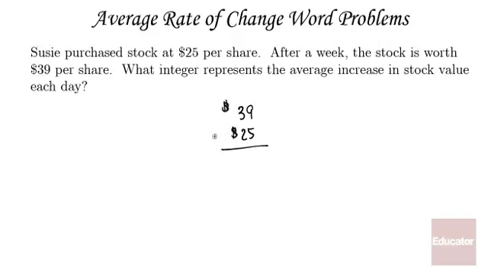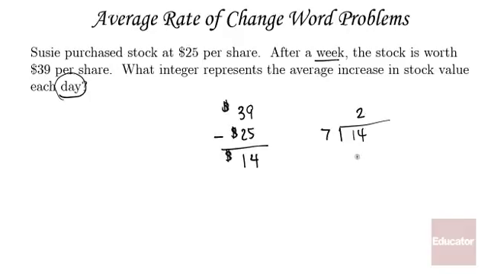So I'm going to subtract the original value from her present value. 9 minus 5 is 4. 3 minus 2 is 1. So her stock has gone up $14. And this was over a period of a week. A week has 7 days, and that's what we're looking at, days. So I'm going to take $14 and divide by 7 to find out how much it went up in value each day. 7 goes into 14 2 times.